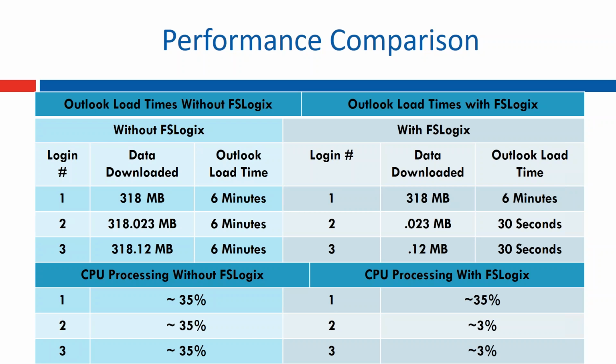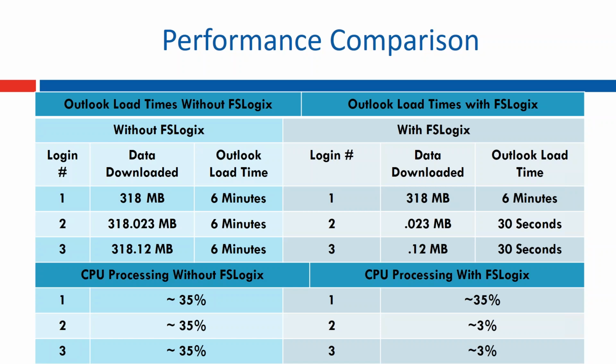When we insert the FSLogix technology there, which is basically giving it what it thinks is a local disk, we still have that 318 meg download at 6 minutes, but the subsequent one is just net new data. And when we think about that, if I receive 2 emails while I was logged off, it's a very small amount of data. If I receive 300 emails while I was logged off, it's going to be a little bit more data, but it's not going to be the entire mailbox. And that reduces the amount of impact that we have on the CPU and the infrastructure.